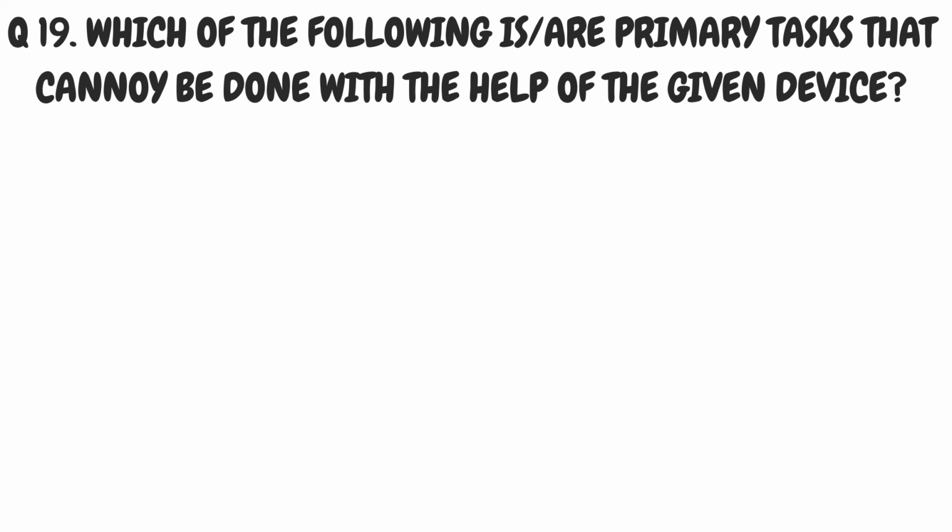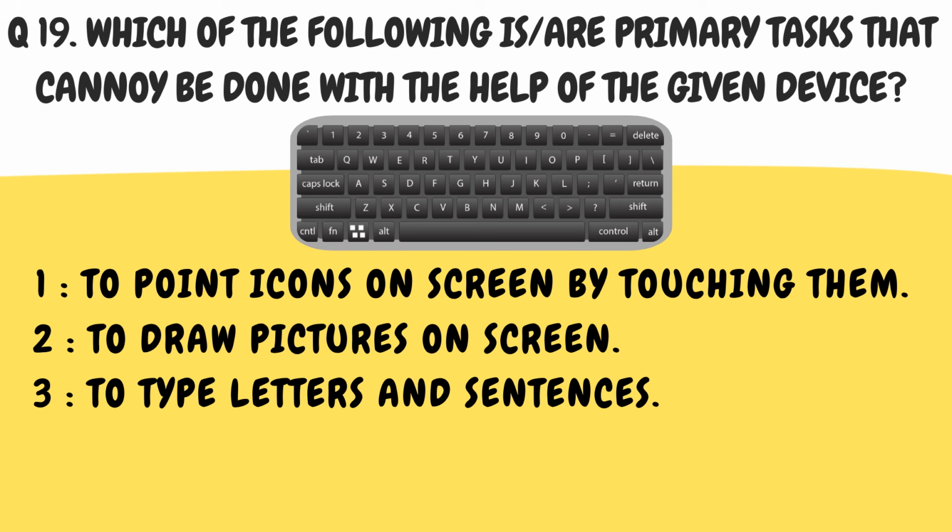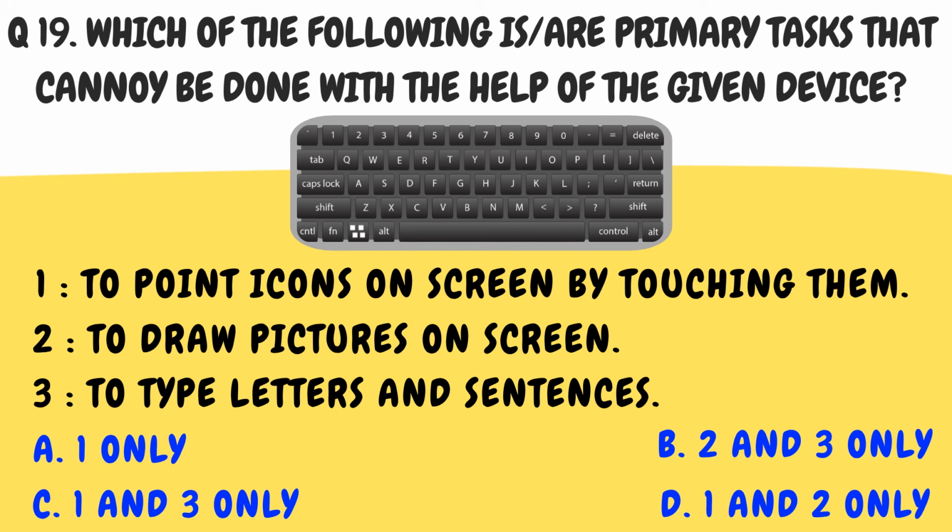Which of the following are primary tasks that cannot be done with the help of the given device? 1. To point icons on screen by touching them. 2. To draw pictures on screen. 3. To type letters and sentences. So the device here is a keyboard. The options are A. 1 only, B. 2 and 3 only, C. Option 1 and 3 only, D. 1 and 2 only. The correct answer is D. 1 and 2 only.